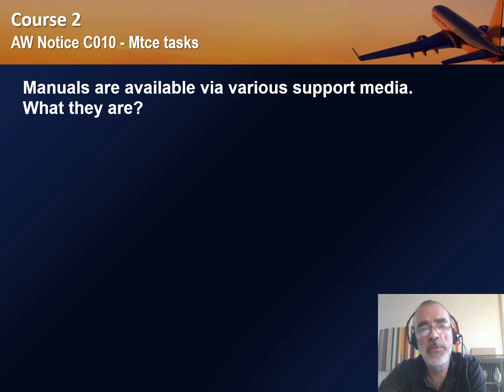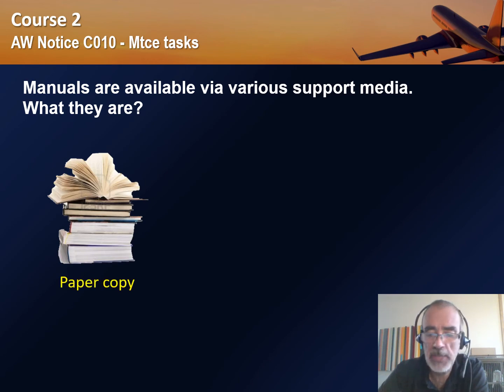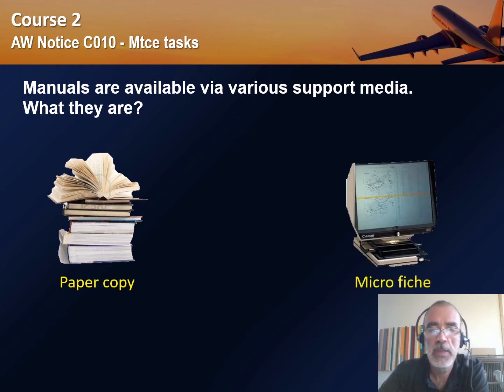Manuals are available via different supports. What are they? Well, in most cases on older aircraft, you have a paper copy of the maintenance manual. Microfiche, I bet you don't even know what it is. These are like microfilms. It's a sheet with several small images that needed to be enlarged in some sort of a projector.